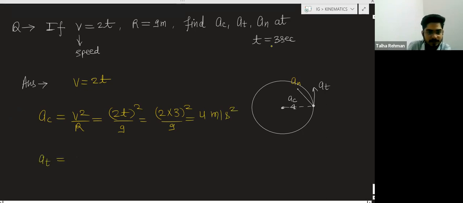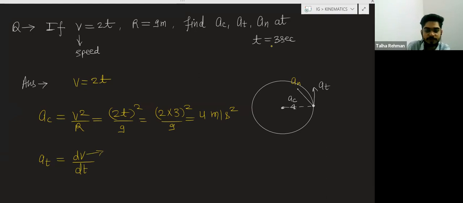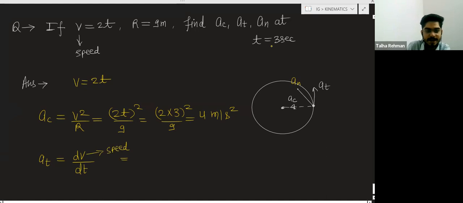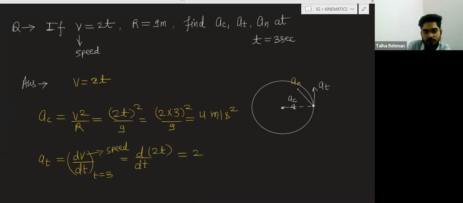Tangential acceleration is given by dv by dt. Okay. V, what is V here? I am not writing mod V. V is the speed. So dv by dt at t is equal to 3 they are asking. So you will do the differentiation of this V. So d by dt, instead of this V you will write 2t. So your answer will be 2 meter per second square.